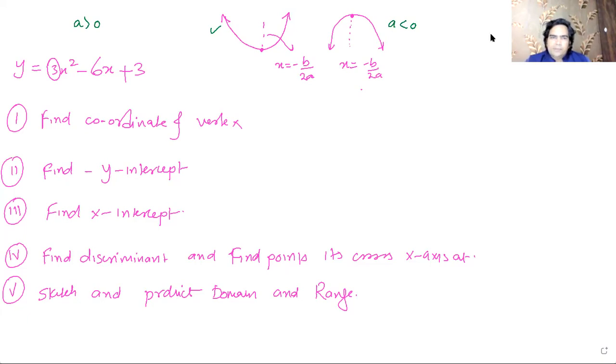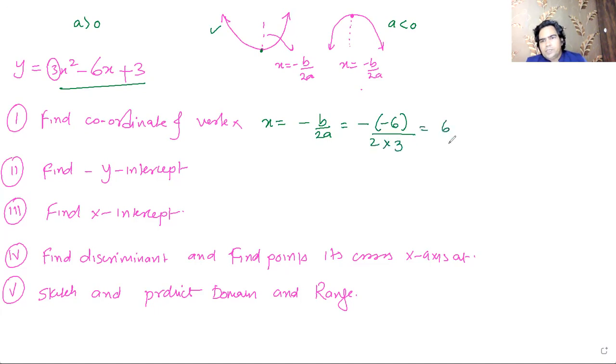Now, next up is how do you find the exact coordinate of the vertex? Let's take this example, where we first find the x coordinate of the vertex, which is negative b over 2a. That is negative of negative 6 over 2 times 3, which is nothing but 6 over 6, that's 1. So the x coordinate of the vertex is 1.